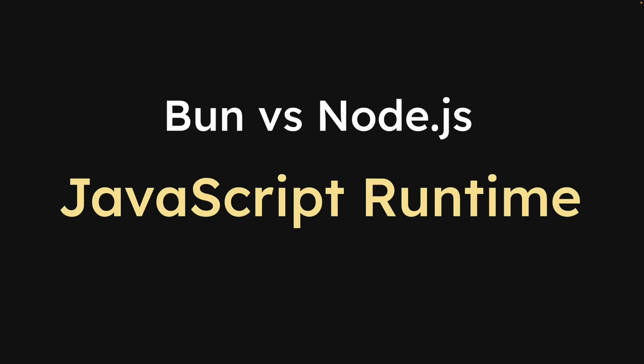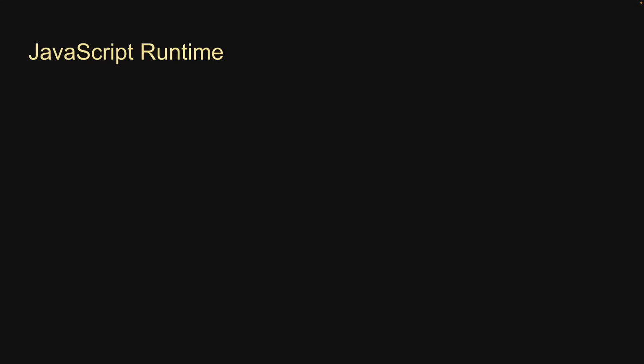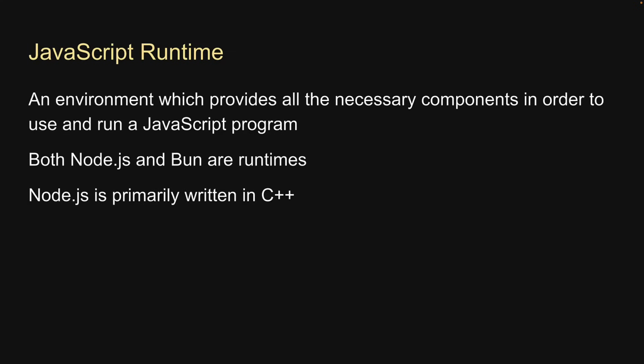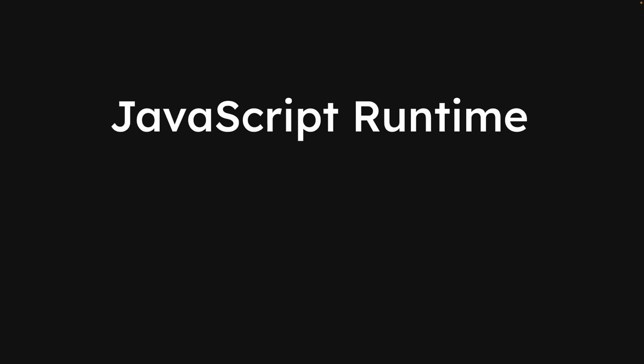Our first topic is Bun versus Node.js as a JavaScript runtime. A JavaScript runtime is an environment which provides all the necessary components in order to use and run a JavaScript program. Both Node and Bun are runtimes. Node.js is primarily written in C++, whereas Bun is written with a low-level general-purpose programming language called Zig. But that is just the tip of the iceberg. Let's take a look at other differences when treating Bun as a runtime alone.